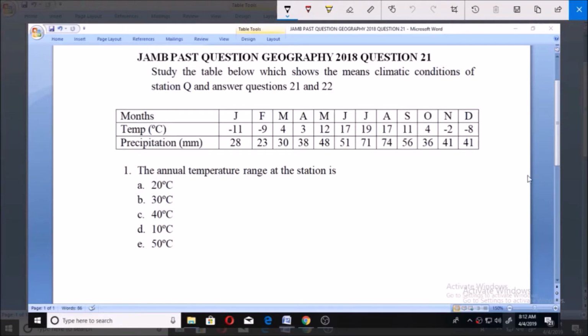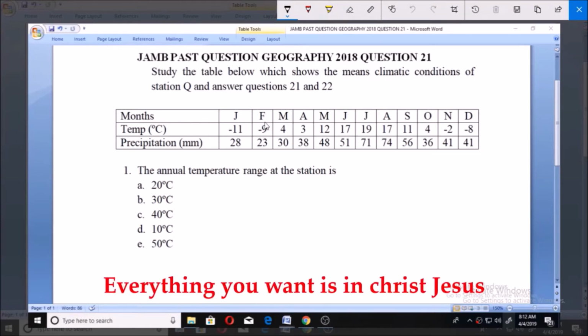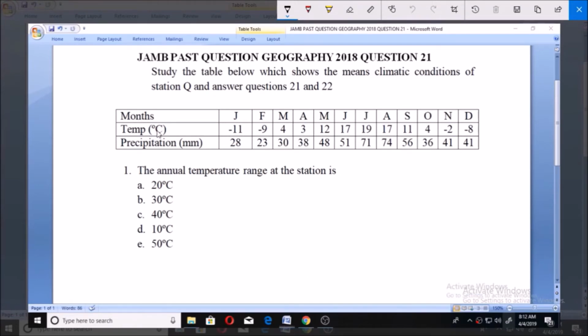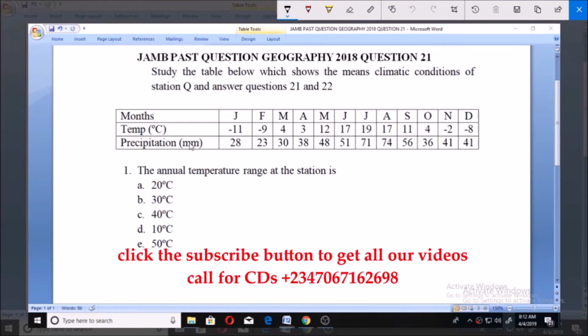Look at this JAMB past question, Geography 2018, question number 21. Study the table below which shows the mean climatic conditions of station Q and answer questions 21 and 22. So this is the table showing the months and the temperatures as well as precipitations, the temperatures in degrees Celsius, and the precipitations in millimeters. Precipitation can also be called rainfall, and in some places it could be snow.